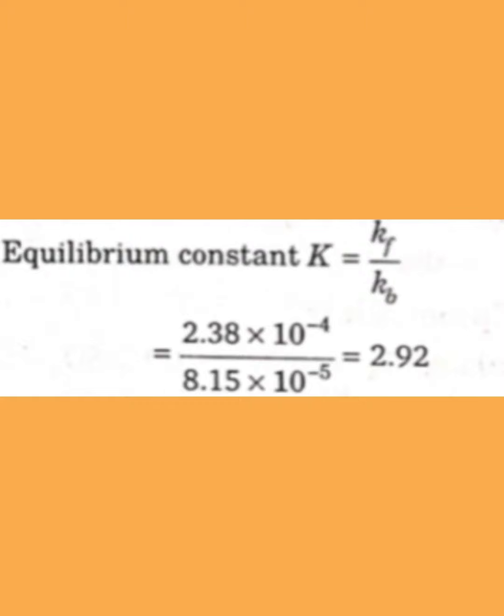How to calculate equilibrium constant? K is equal to Kf by Kb. Kf is 2.38 into 10 raised to minus 4. Kb is 8.15 into 10 raised to minus 5. By solving, we get the answer 2.92.